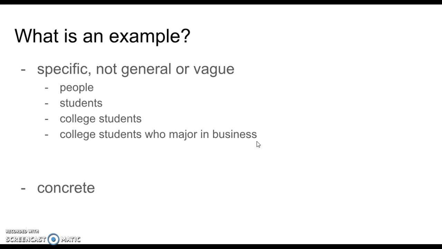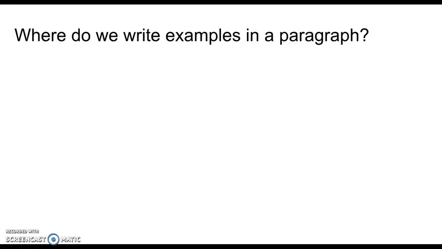Examples are also very concrete. We write them so that we can help our reader visualize or see what we're seeing or what we're thinking of in their minds. Where do we usually write examples in a paragraph? Usually we write them after explanations or after more general ideas.